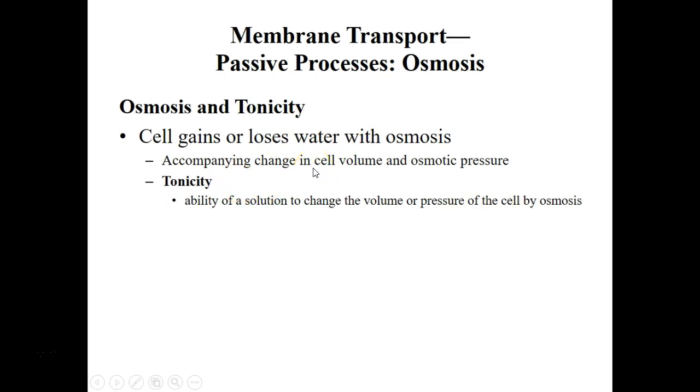So osmotic pressure is the pressure that pulls water or keeps water from leaving a cell. The more solute you have inside of a cell, the higher the osmotic pressure in that cell would be. And so if you have a low osmotic pressure, water is going to move out of the cell very rapidly. And the tonicity of a solution is the ability of a solution to maintain water volume.